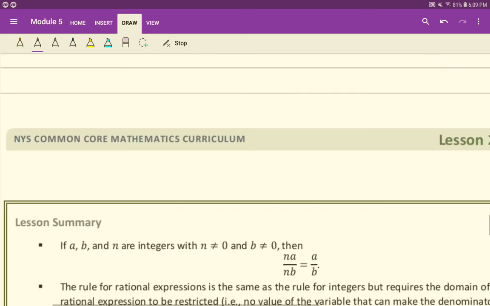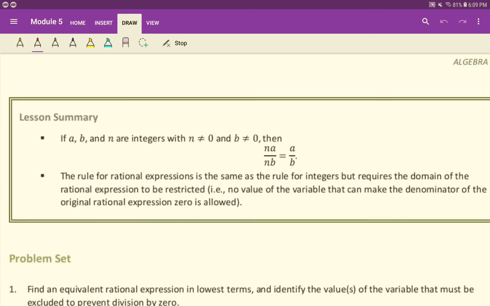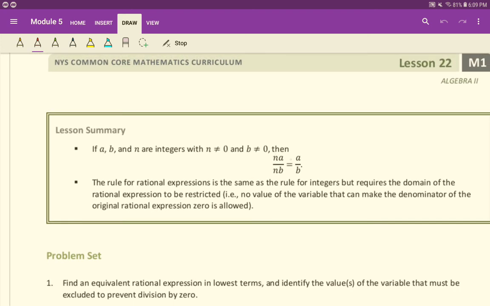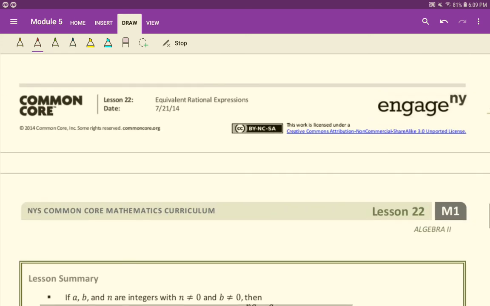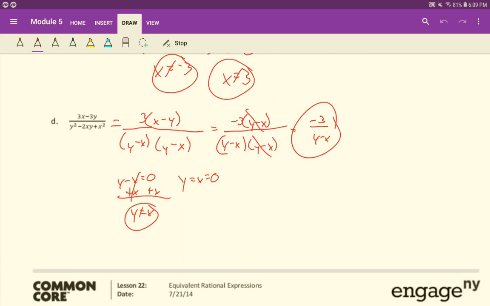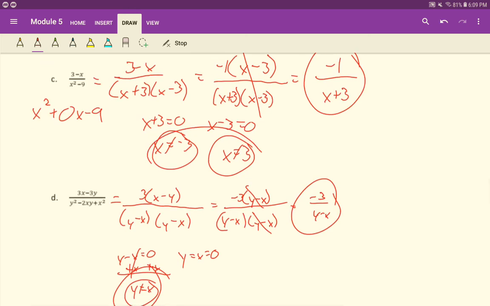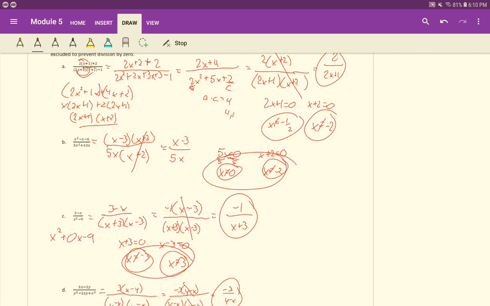Okay? Here's a little brief summary for you about how to simplify rational expressions. If you can get a common factor in the numerator and denominator, you're able to cancel those two things out and just simplify down to a over b. And just understand that the rule for simplifying rational expressions is the same as the rule for simplifying numbers with integers in the numerator and denominator, but requires the domain of the rational expression to be restricted. So we have to look out for x values that would cause us to divide by 0. That's why we put these domain restrictions here. Restricting x values is restricting the domain, right? So all those little guys.